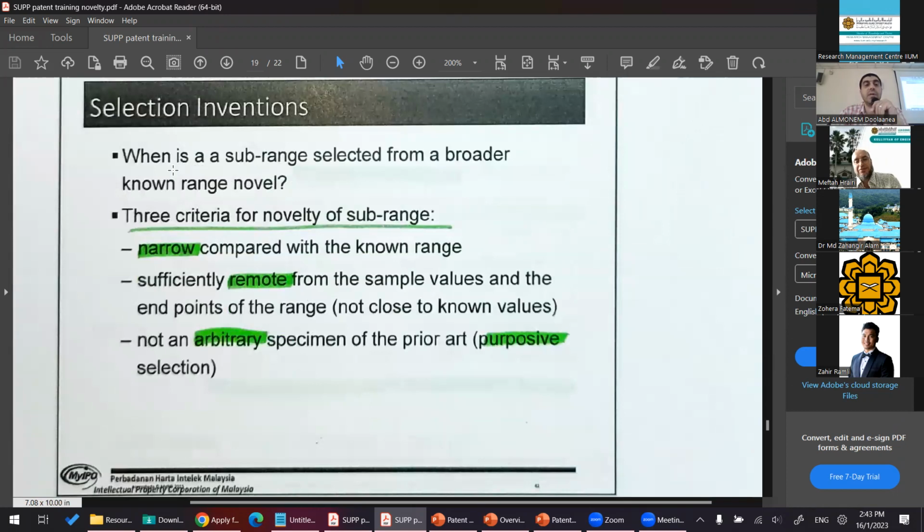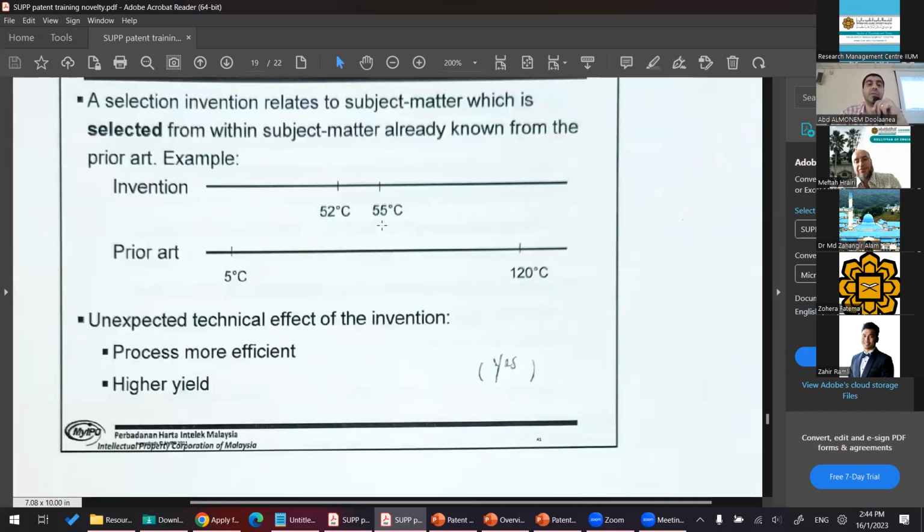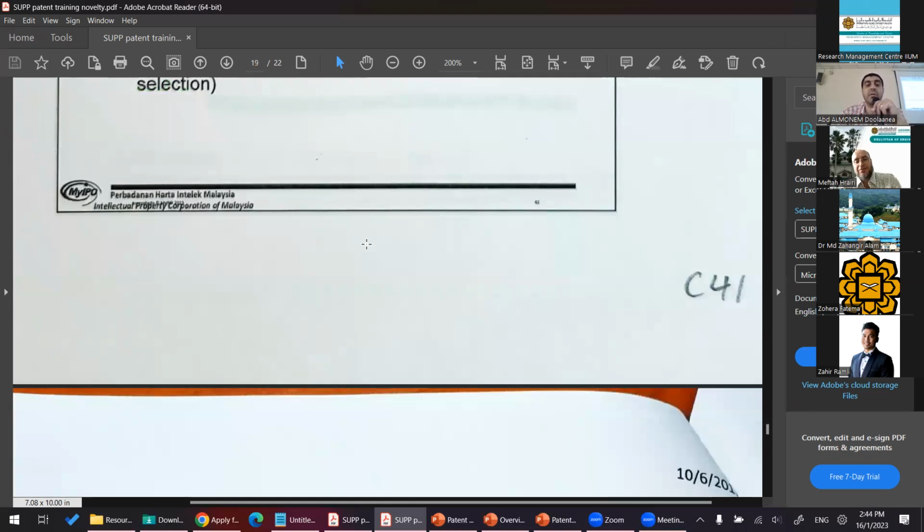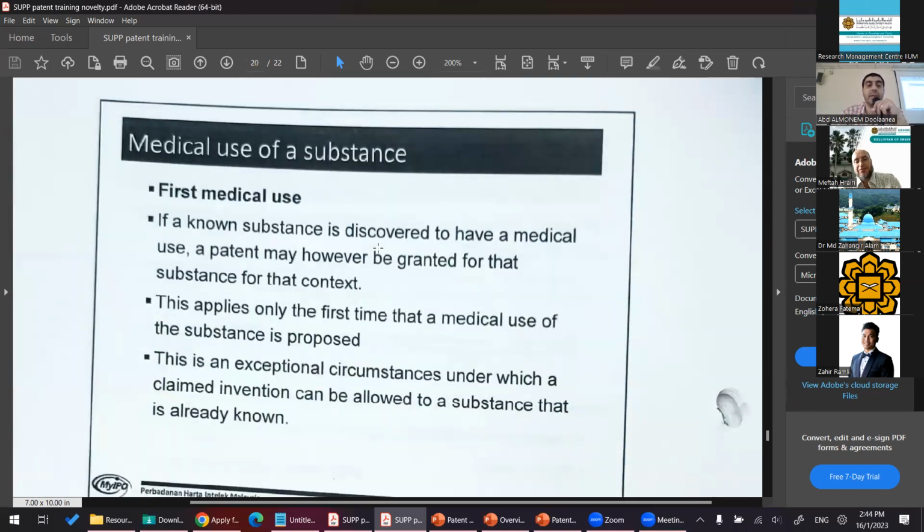Okay, if it's the narrow range, there are 3 criteria. Narrow compared to the known range, sufficiently remote from the edge values, and not arbitrarily taken, but purposely selected from this range, and you need to prove there is something special happening there. So these are the criteria.